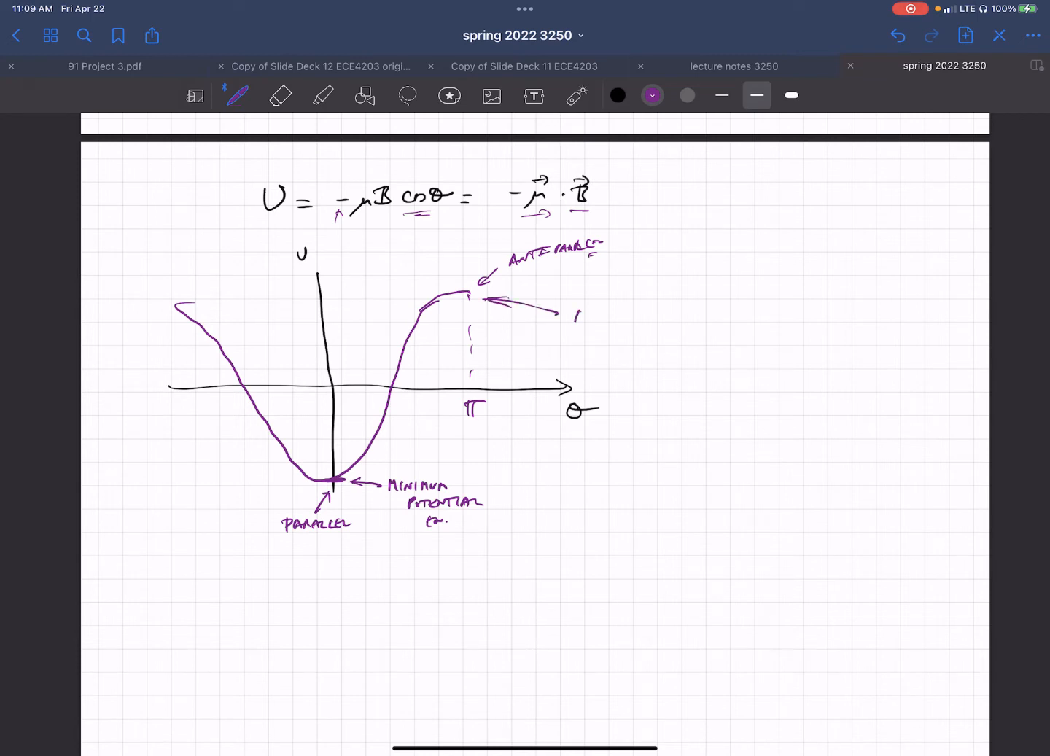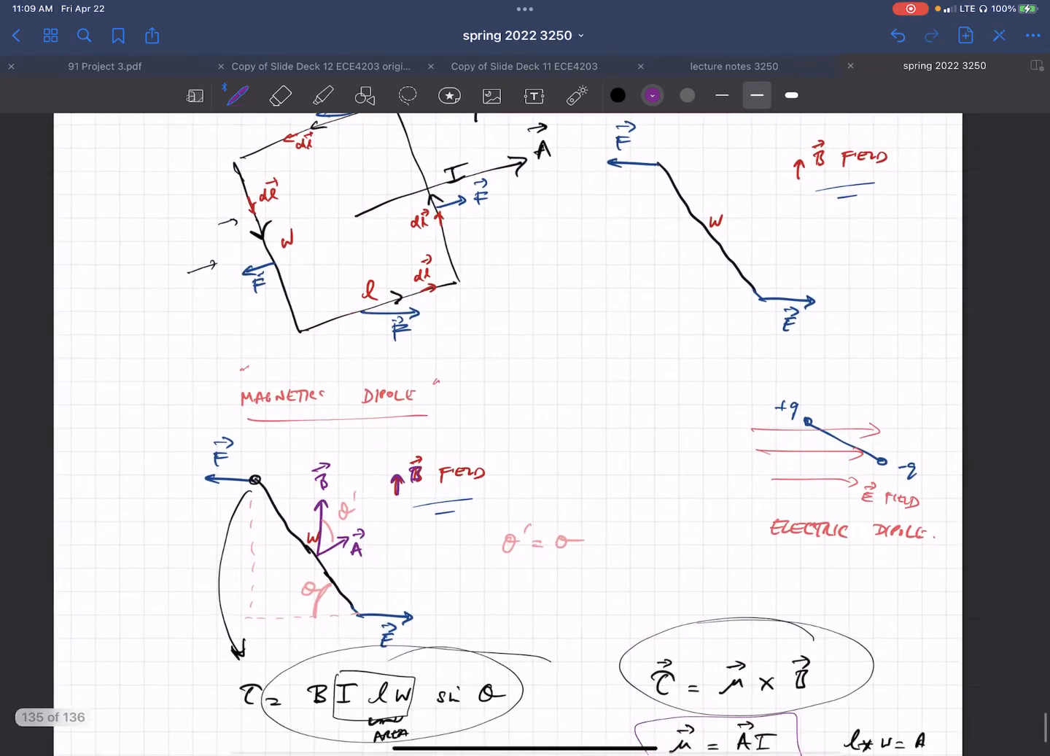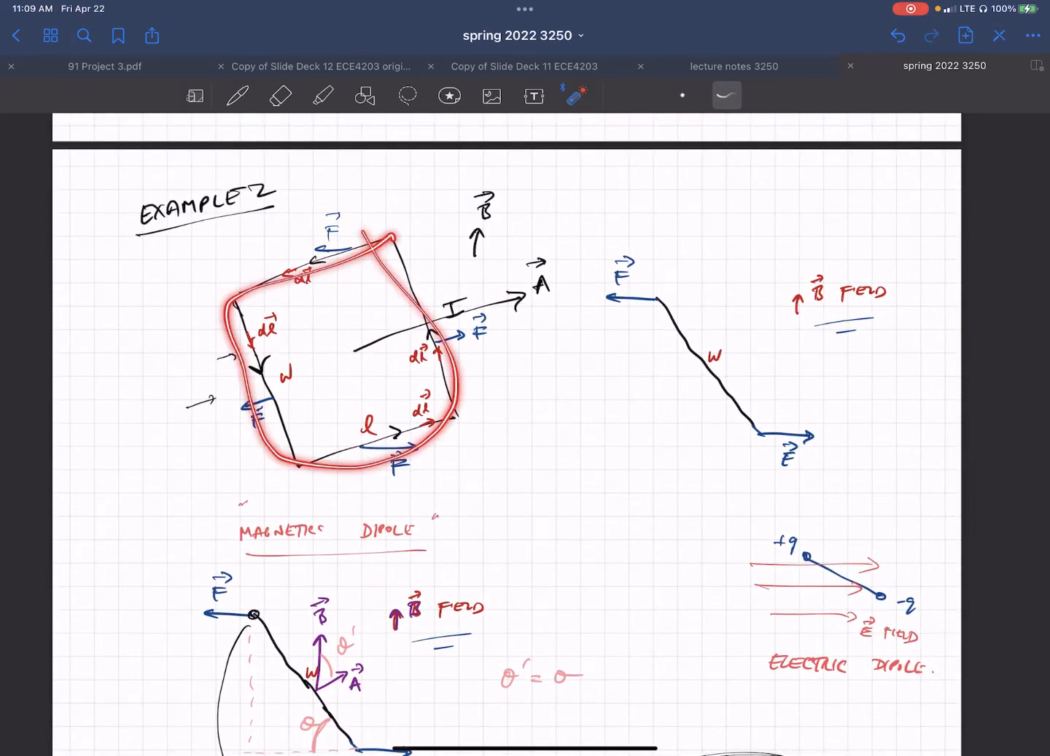And this would be the case of maximum potential energy. Thinking of this current loop as your magnetic dipole, the minimum energy would be when it rotates to be in the same direction as the B field. That'd be the minimum energy. And then the maximum energy would be the case where this is pointing down and the B is pointing up.